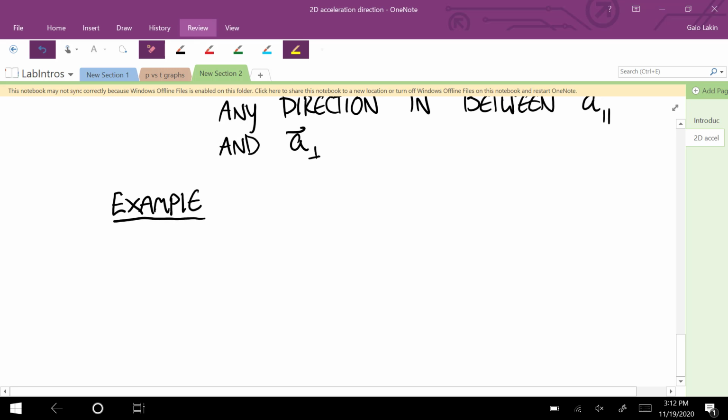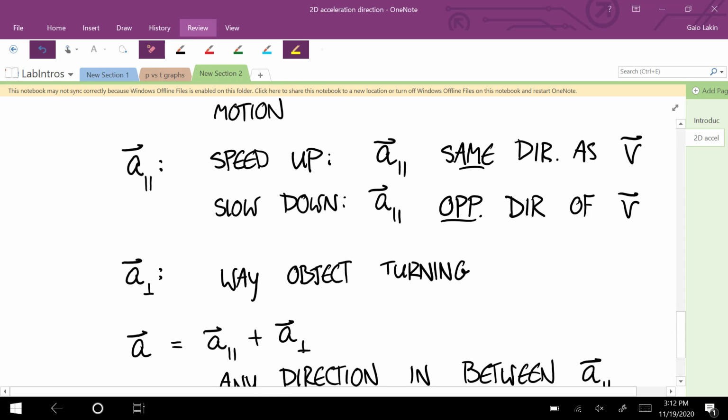And before I go into this, let me say one more thing. What if the object isn't speeding up, it's only turning? Well, if it isn't speeding up, then there's no A parallel, that's 0. And that means that the total acceleration is just going to be the direction of A perpendicular because you're not adding anything to it. An example of that we've seen in class is uniform circular motion. The object isn't changing speed, and so all you have is that centripetal acceleration.